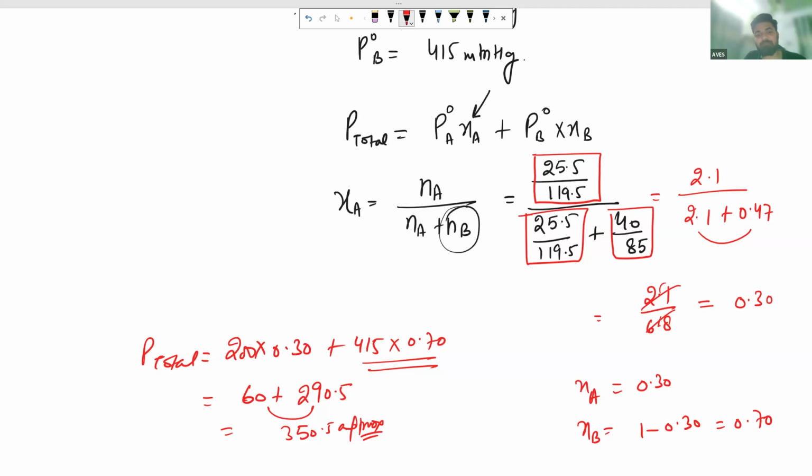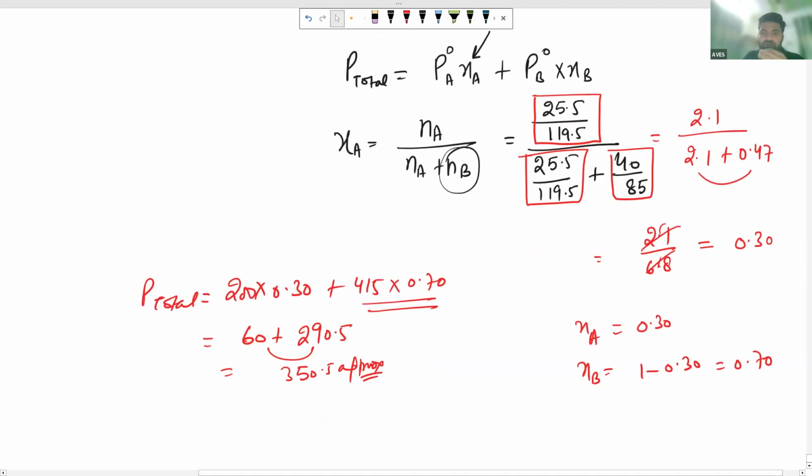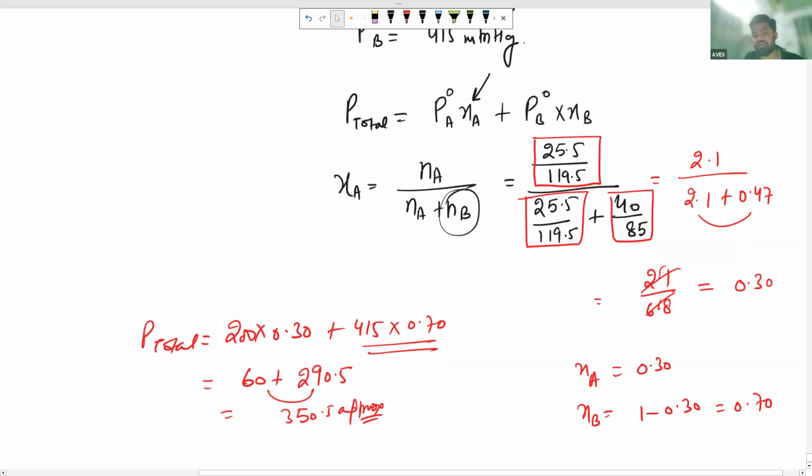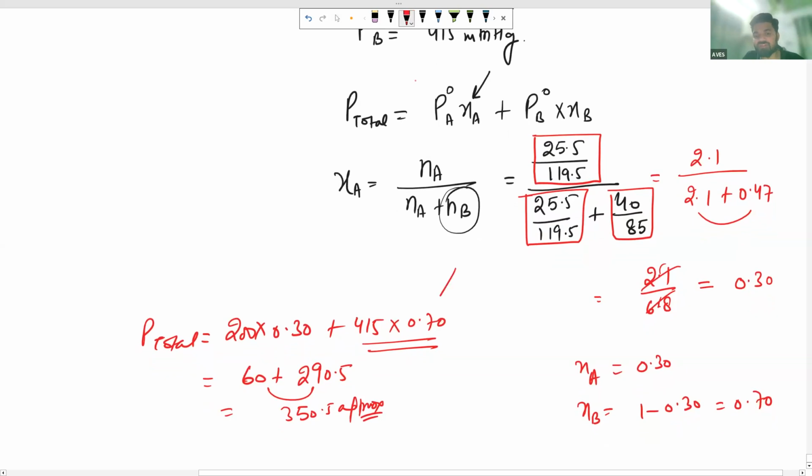Now this is the approximate P total. Now you have to concentrate here. What we are writing here is the mole fraction of the liquids, the mole fraction of the liquid in the solution. This is the mole fraction of A and this is the mole fraction of B. But do you think the same amount will be present in the vapor phase also? No. All the liquid is not going to evaporate.